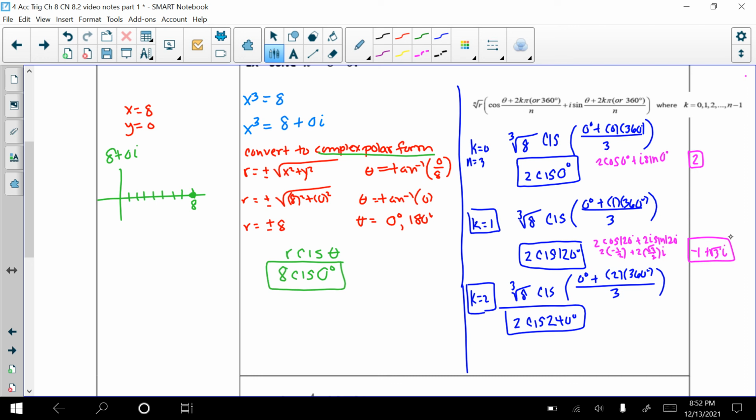All right, this last one, if I work on it, changing it over to rectangular, we've got 2 times cosine of 240 degrees plus i times sine of 240 degrees. Again, plug in your unit circle knowledge, cosine at 240. What does that give us? Negative 1/2.